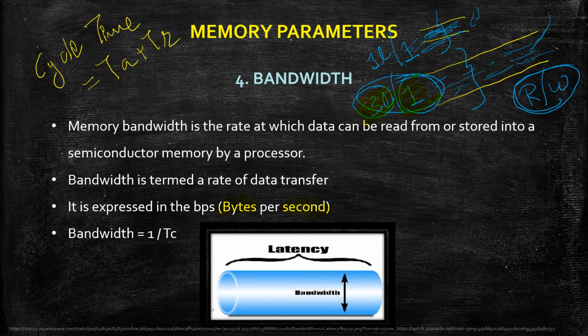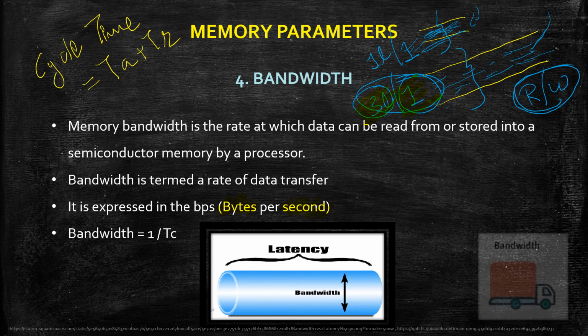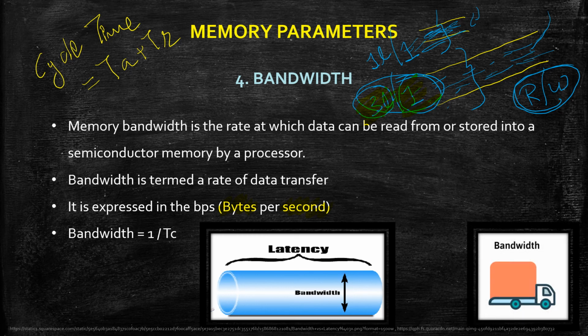One image has been given over here. It's a simple pipe, and you can see the latency, meaning the time taken by the first access in a given access series, and the bandwidth, meaning how much data it can pass in the given time. So simply, bandwidth means the capacity of transferring the data in some particular given time. So it's all about the bandwidth.